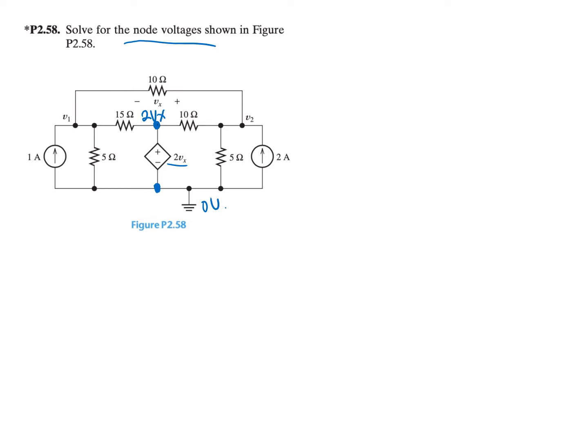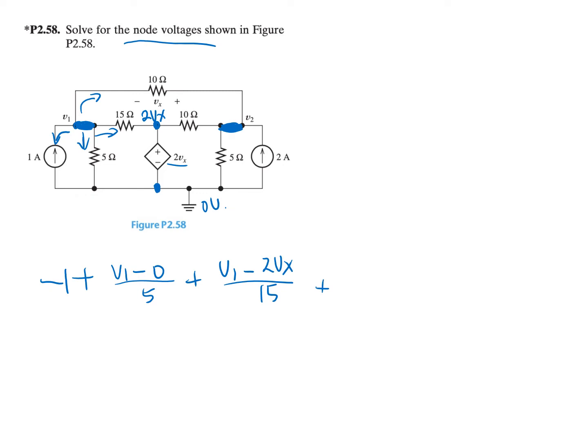Now the only two node voltages we don't know are V1 here and V2 here. So we need to find two equations to solve these two unknowns. Let's get started from node 1. We have currents flowing here, here, here, and here. We have 4 currents. So that's -1 plus (V1 minus 0) divided by 5 plus (V1 minus 2Vx) divided by 15 plus (V1 minus V2) divided by 10 is equal to 0.